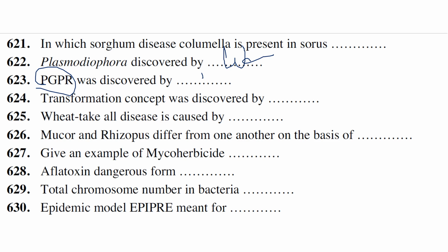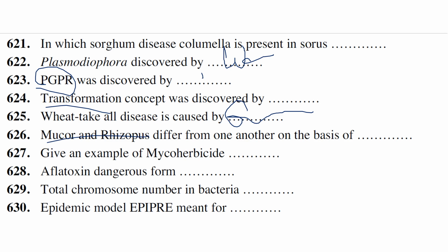The transformation concept was discovered by whom? In bacteria there are three types of recombination process: conjugation, transformation, and transduction. Since they have mentioned only transformation, transformation was first discovered by Griffith et al. in 1928, right? Wheat take-all disease is caused by Gaeumannomyces graminis var. tritici.